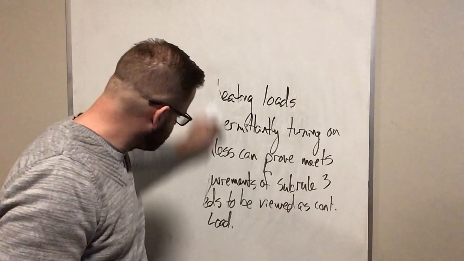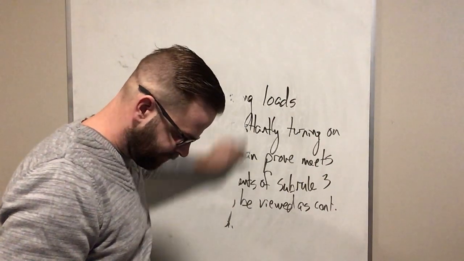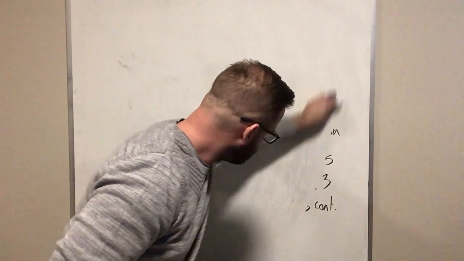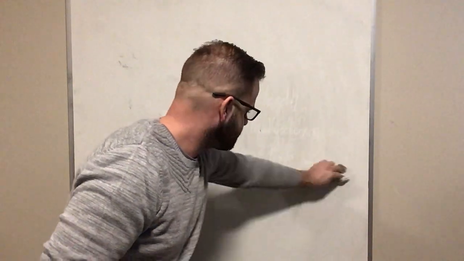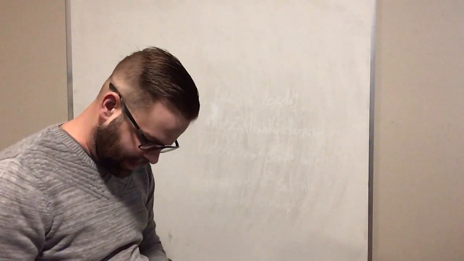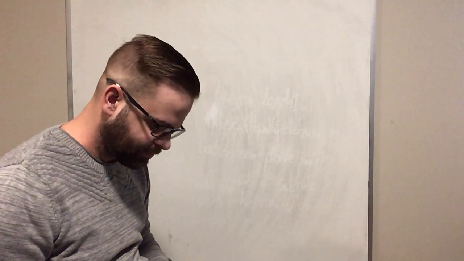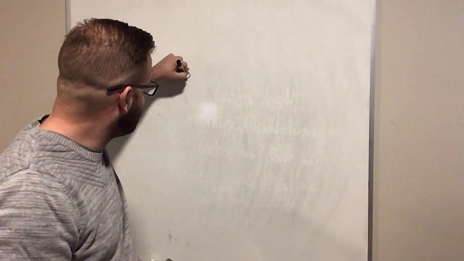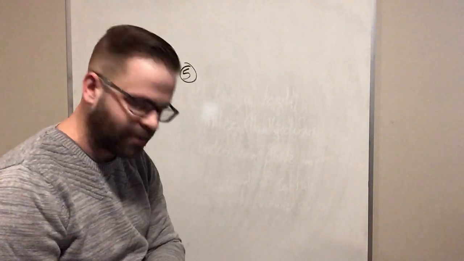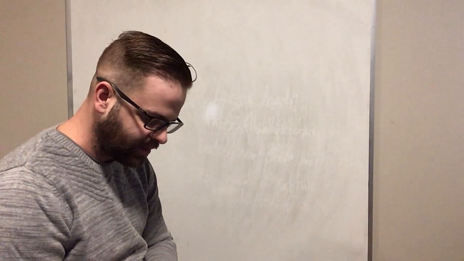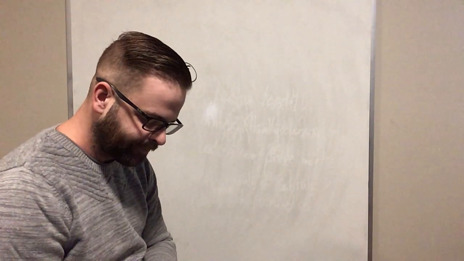Now the last two sections of 104 can be a little troublesome as you're looking through them. So let's do sub-rule 5. Sub-rule 5 says, where a fused switch or circuit breaker is marked for continuous operation at 100% of the ampere rating of its overcurrent device.